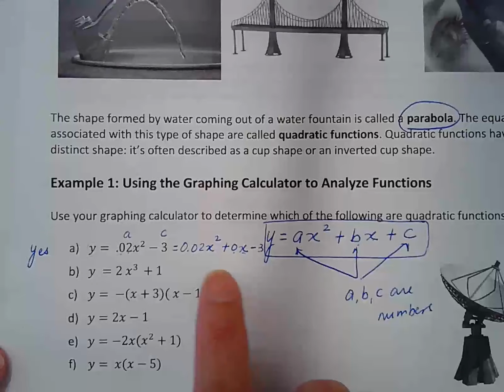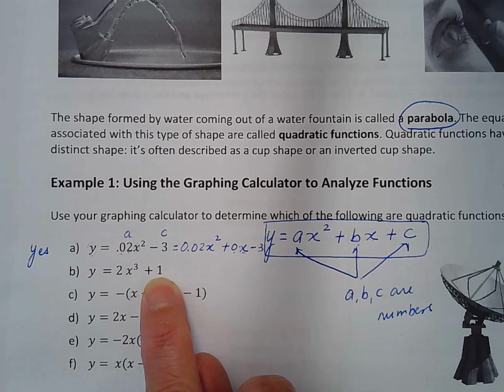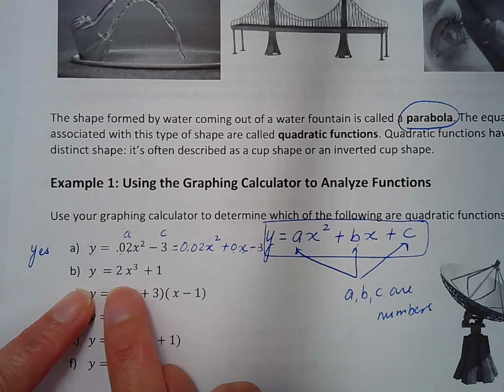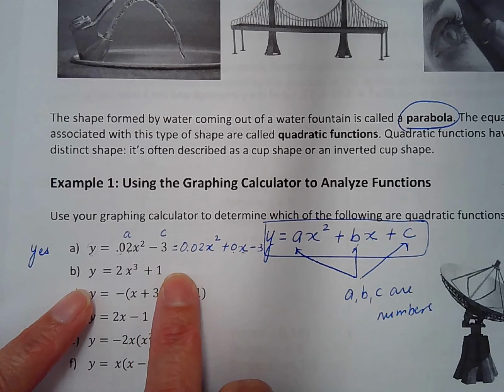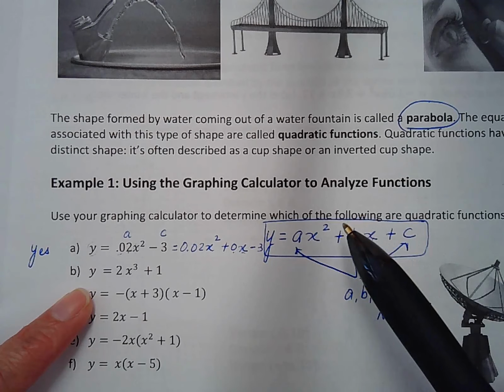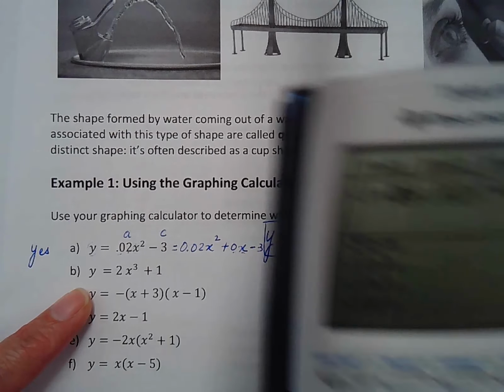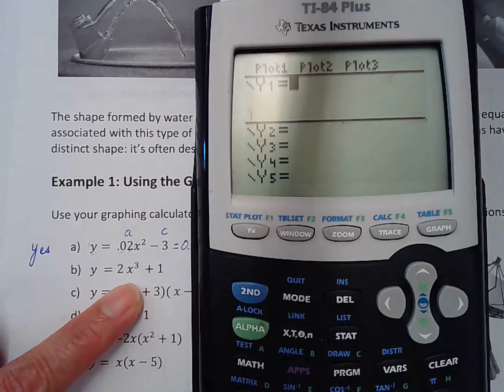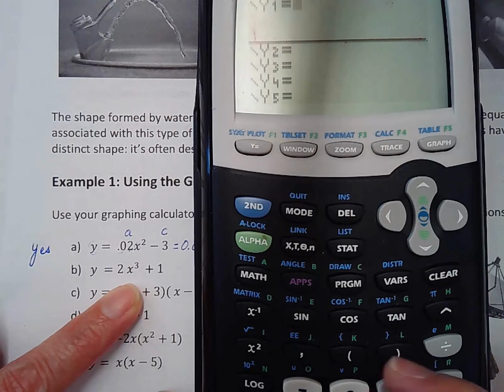Okay, now what about this one? Are we expecting it to be a parabola? What can we see? 2x cubed plus 1. Any guesses? You think yes? Okay. So let's take a look. Let's type it in. Okay, let's clear this. How do you do cube?